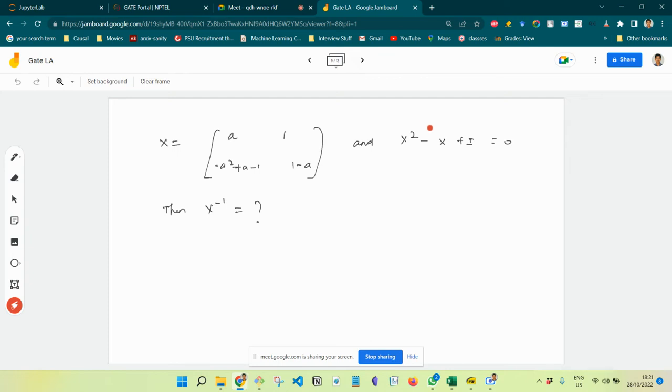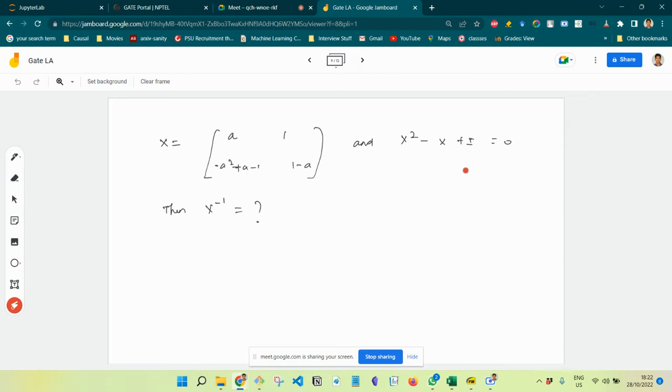Take some 2 minutes. Can you see if you can apply this equation, x square minus x plus I, and somehow get an expression for x inverse? Identity by 1 minus x. Very nice. How did you come there? We'll take x as common.